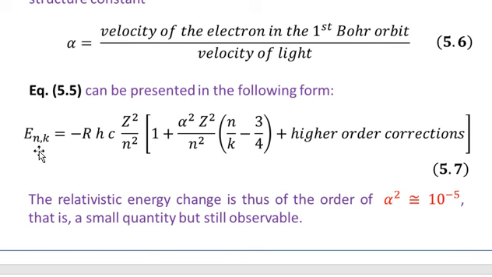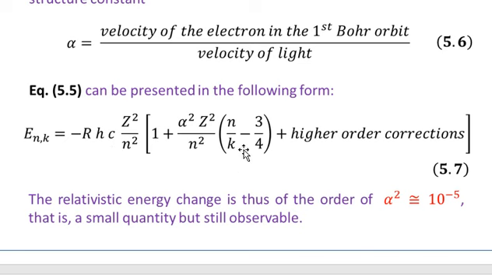Now, depending upon the values of the two quantum numbers n and k, it gives a value equal to minus R h c, where R is the Rydberg constant of the hydrogen atom, h is Planck's constant, and c the velocity of light, multiplied by Z squared over n squared. So you see that this is the original formula obtained by the Bohr atomic model. The minus sign indicates that this gives the binding energy of the electron. The first term is the original formula of the binding energy of the electron due to Bohr's atomic model.